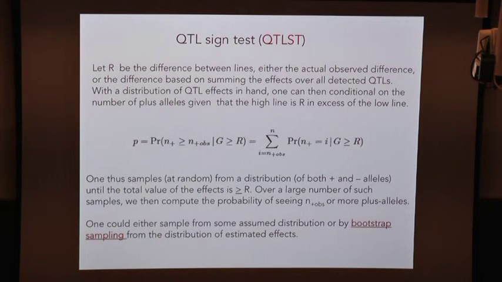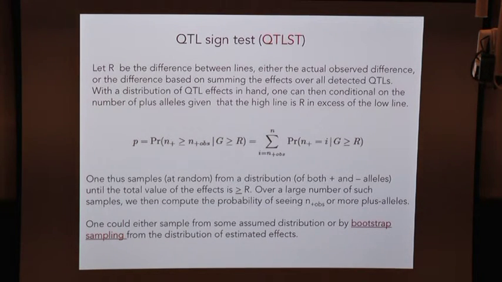Then I do that again and again and again, and I generate a distribution. The sign test basically says, condition on this amount of excess in the plus line, is the amount of plus alleles I see excessive? How can you do this?